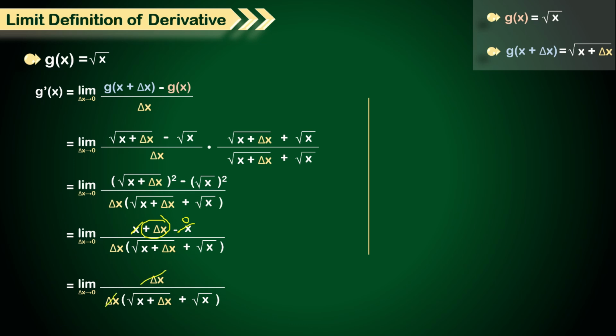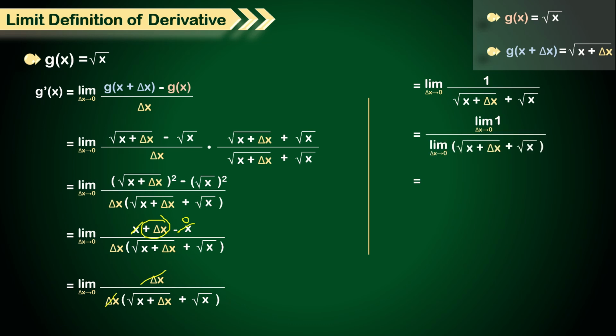Simplify. Limit of 1 over the sum of the square root of x plus delta x and the square root of x as delta x approaches 0. Apply limit property. Limit of numerator over limit of denominator. Continue to apply limit property in the denominator. Rewrite the numerator over the limit of the square root of x plus delta x as delta x approaches 0 plus the limit of the square root of x as delta x approaches 0.